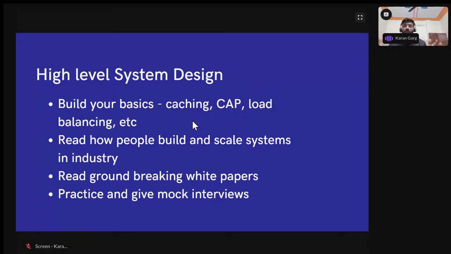Now, coming to the preparation for this, like in both the earlier slides, again, build your basics. Here basics means basic infrastructure things like you should know what load balancing is, consistent hashing, bloom filter, caching, CAP theorem. There are multiple things that you need to learn before diving deep into practice problems.